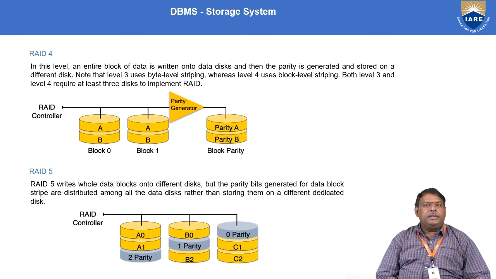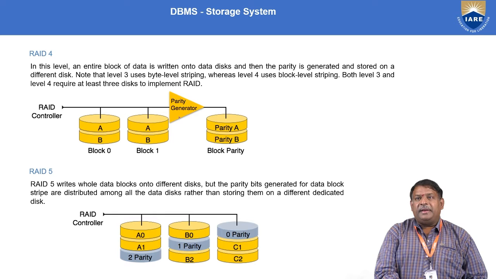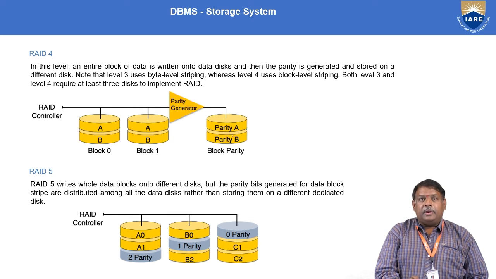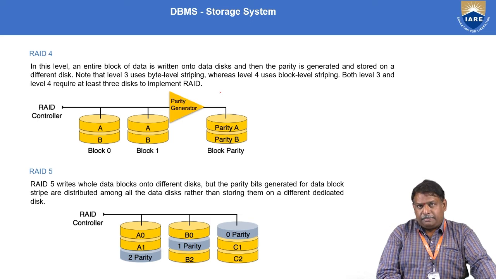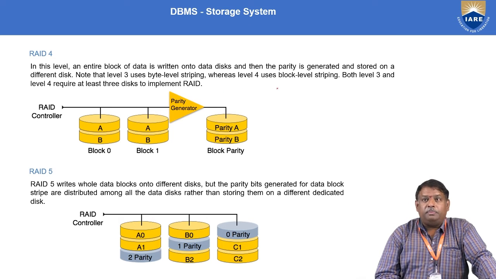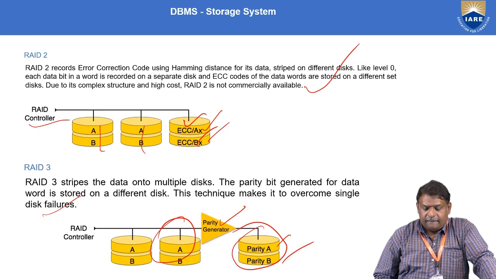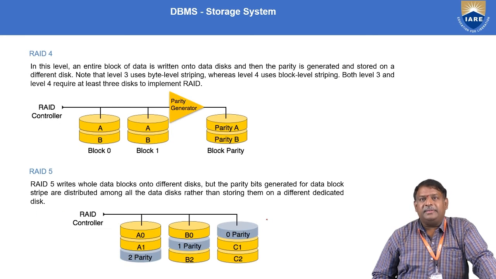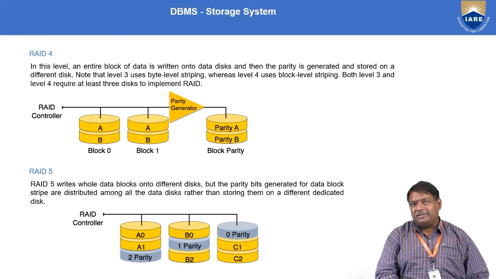RAID 4. In this level, the entire block written is written on the data disk, and the parity is generated and stored on a different disk. Note that level 3 uses byte-level striping, whereas level 4 uses block-wise striping.